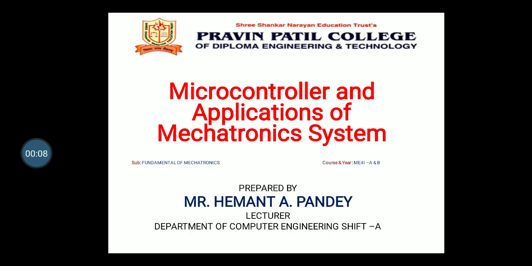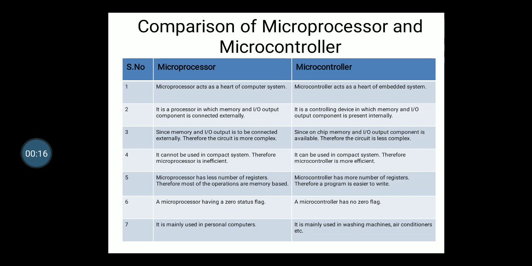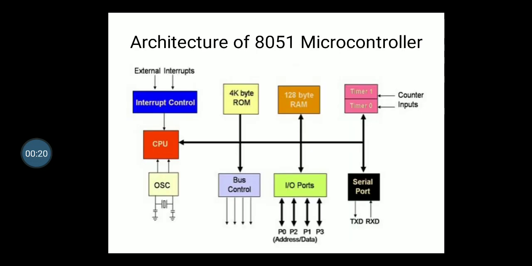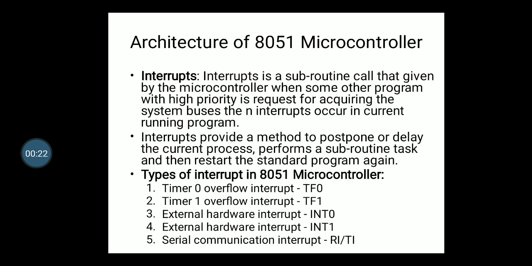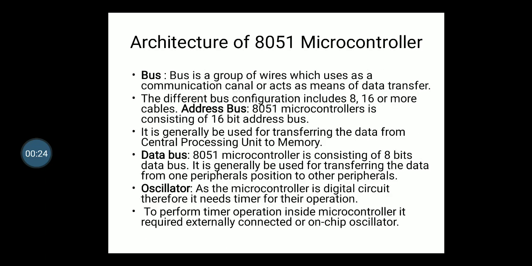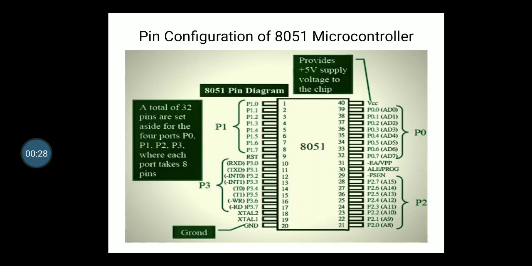So we will continue the chapter of microcontroller and application of mechatronic system. So let's start. In the last video lecture we have seen the difference between microprocessor and microcontroller, then architecture, and the different buses, data bus. So now let's start with the pin configuration of 8051 microcontroller.